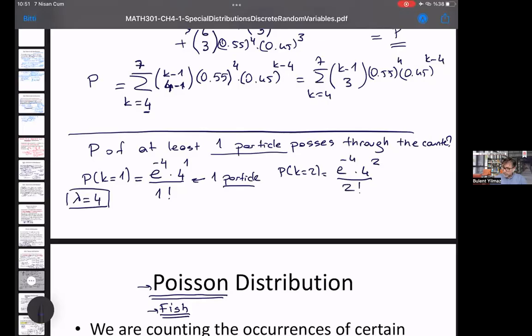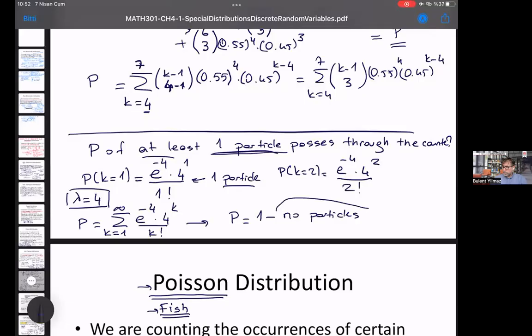At least one particle. I can write this: I'm going to add from 1 to infinity all possible options. e to the power minus 4 times 4 to the power k divided by k factorial will be the probability of obtaining at least one particle passing through the counter. Or I can say the probability is going to be 1 minus no particles. So at least one particle means 1 minus no particles.